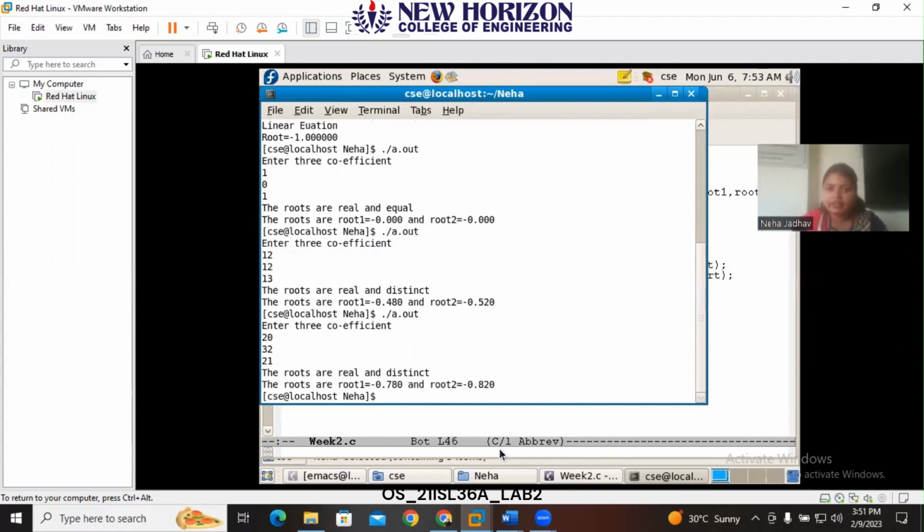These are all the different cases of finding the roots of the given equation. Hope everybody understood the week 2 program. Thank you.